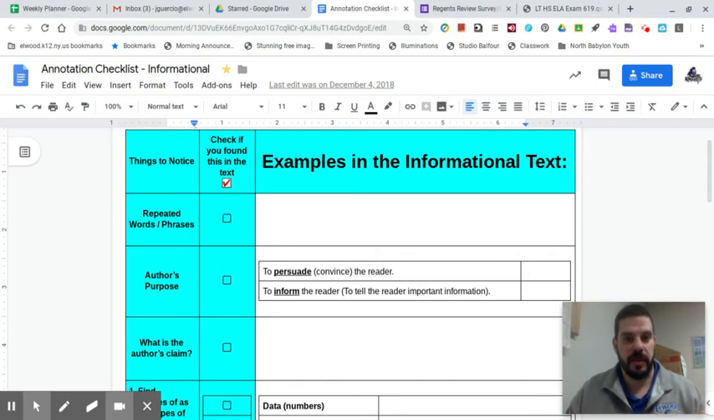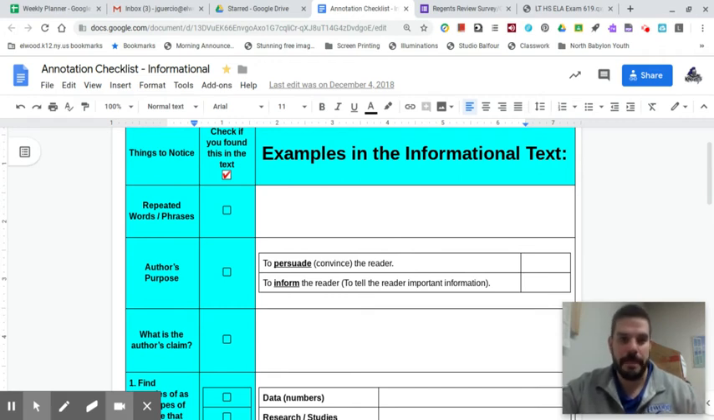So you want to look for repeated words and phrases when you're annotating for informational text. If they keep on talking about the same thing over and over again, it's probably important, so you should annotate it. Even if it's just making a note, highlighting it, and then saying, why do they keep talking about this? Get your mind wrapped around that concept.